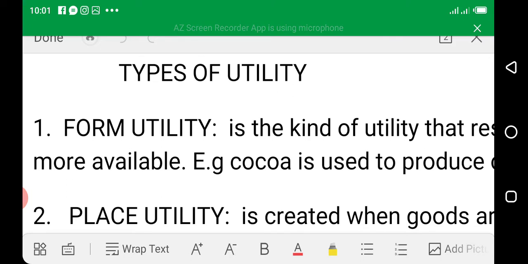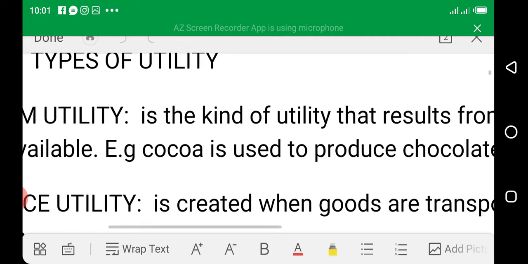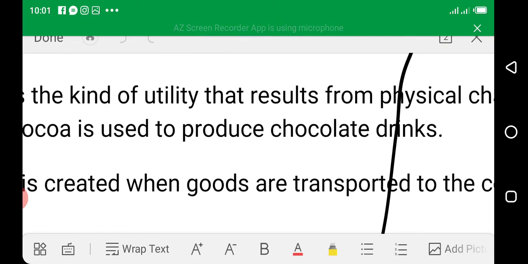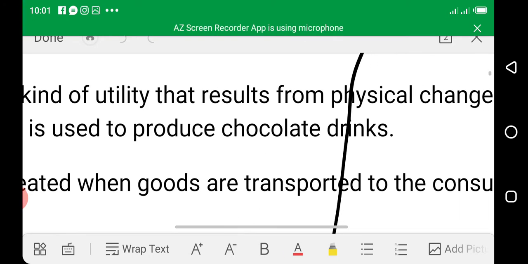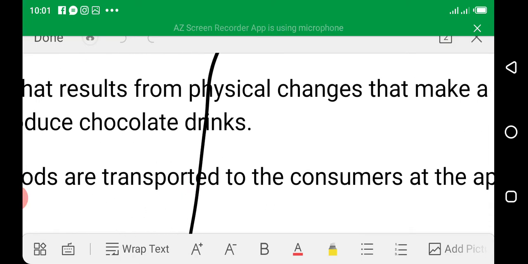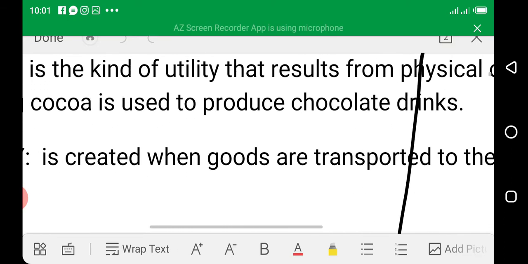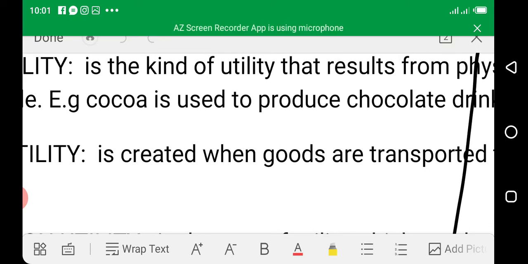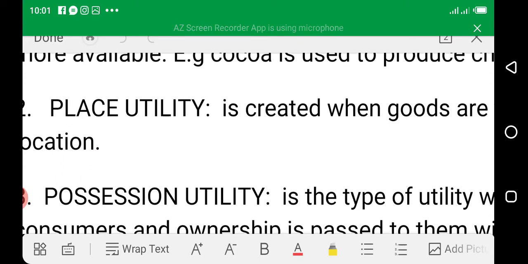Let's now look at the types of utility. There are 4 types of utility. They are form utility, place utility, possession utility, and time utility. Form utility is the kind of utility that results from physical changes that make a product more available. A good example of this is cocoa that is used to produce chocolate drinks, flour in making bread, and so on.